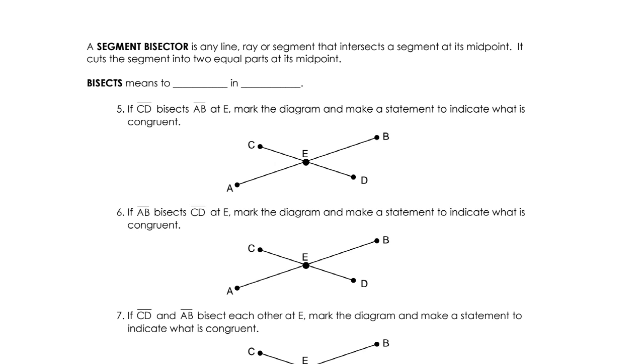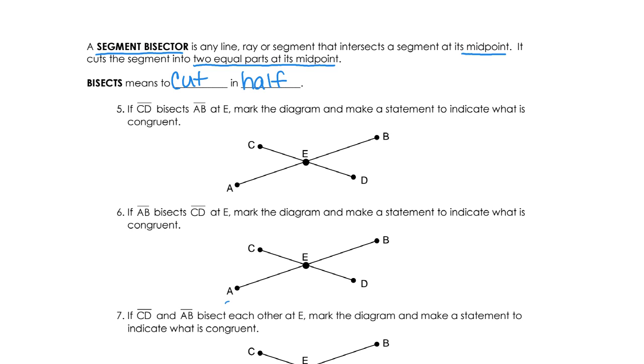Okay, so we're on the backside of day 5 notes, and we have to talk about something we're going to see a lot called a segment bisector. Although you'll mostly see the word bisects. But a segment bisector is any line, ray, or segment that intersects a segment at its midpoint. And because it's intersecting it at its midpoint, it's going to cut the segment into two equal parts or two equal segments. So bisect means to cut in half, and halves are equal.